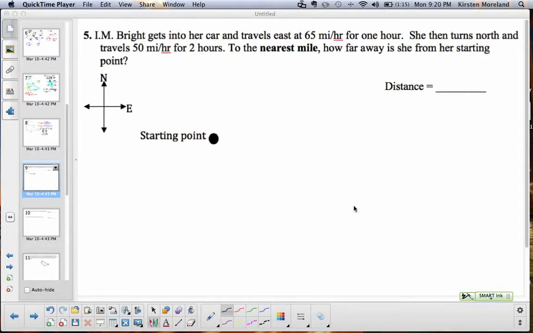All right, welcome to page 3 of the review. These are going to be mostly word problems. So to start us off, we're going to read through this.